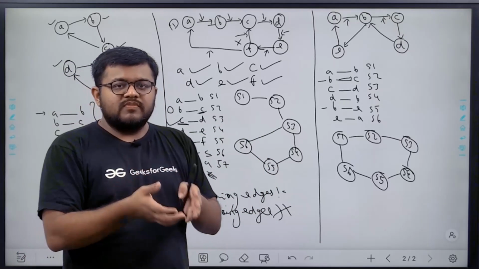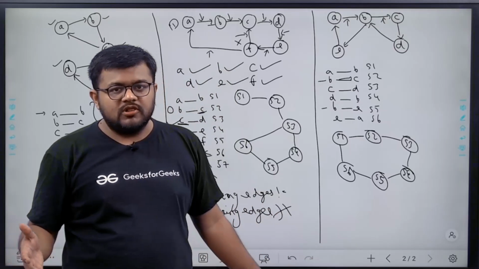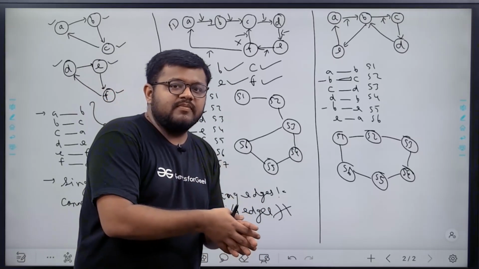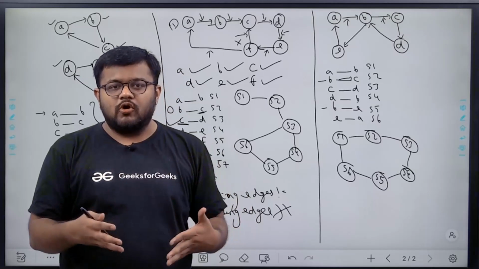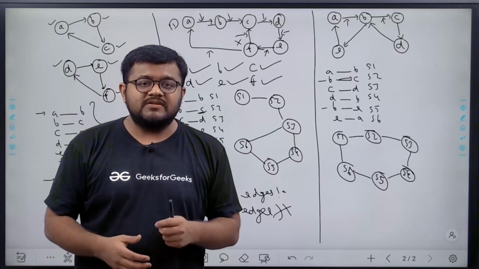So basically we will simply run a DFS from a particular node, and if we were able to visit all the nodes, and if the number of incoming edges is equal to the number of outgoing edges for all the nodes, we will return yes, otherwise we will return no. Now let's look at its actual implementation.